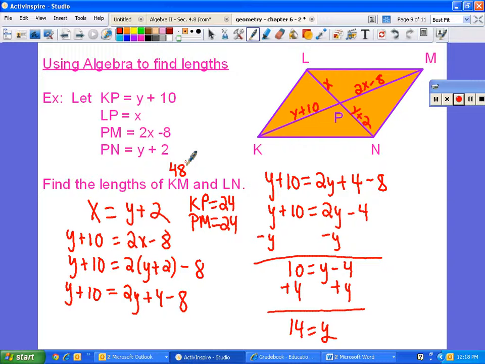How do you know? We already know y, so it's 14. We know that y is 14. 14 plus 2 is 16. So we know that PN is equal to 16, which means this entire length is how long? 32. Because if this is 16, we know that this is 16. And therefore, the whole thing is 32.